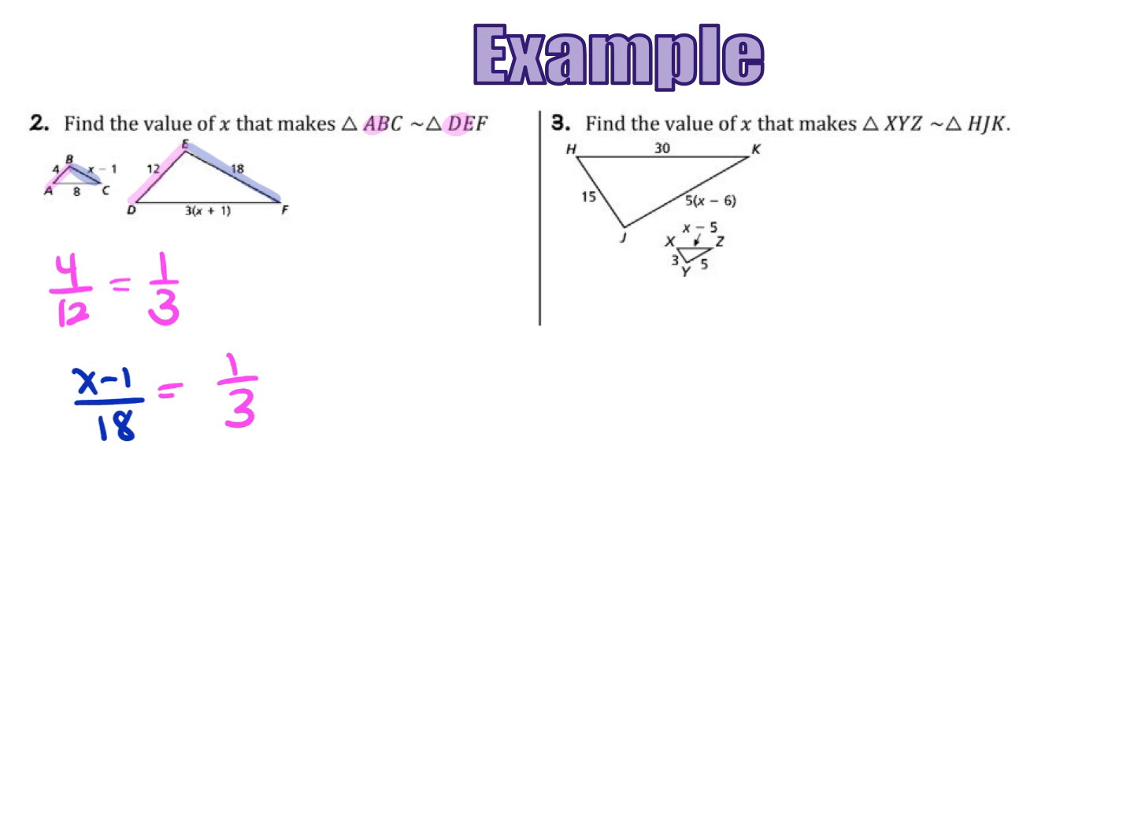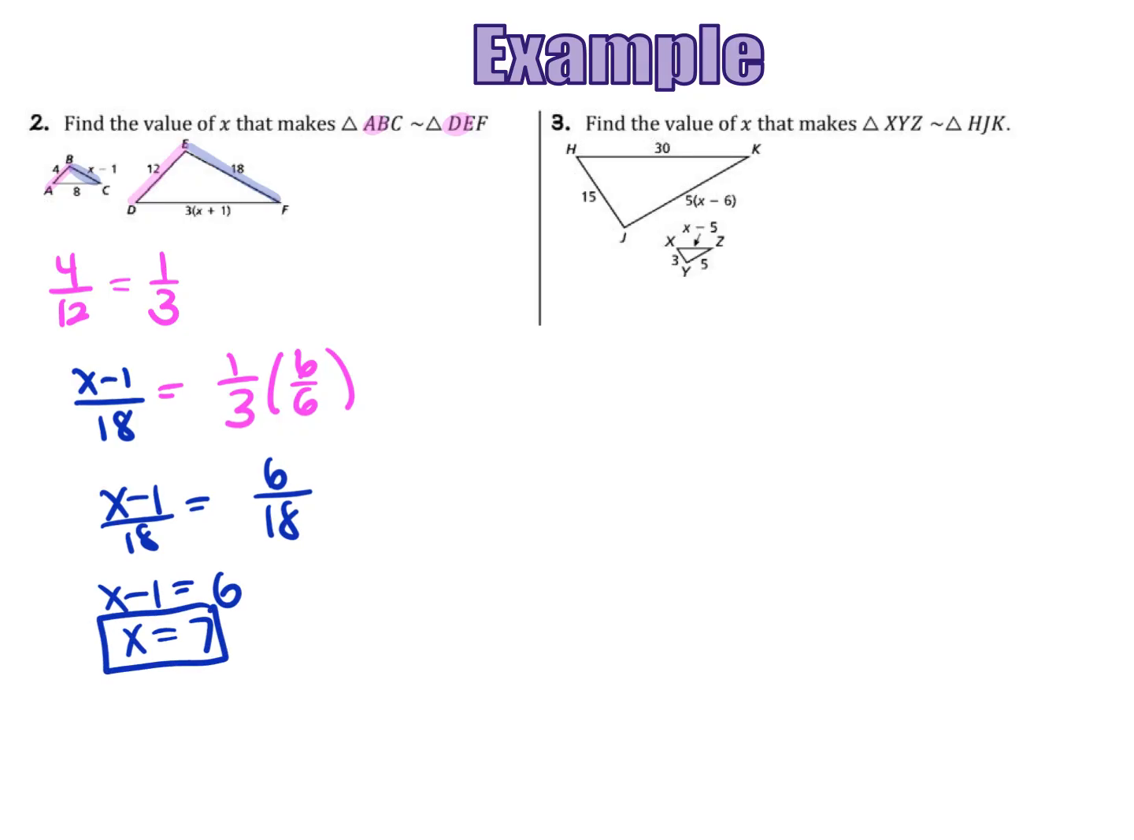And then I can cross multiply, or I can find a common denominator, whatever we want to do. I'm going to go ahead and find a common denominator. This is going to give me (x minus 1)/18 equals 6/18, which means x minus 1 is 6, which means that x must be 7.